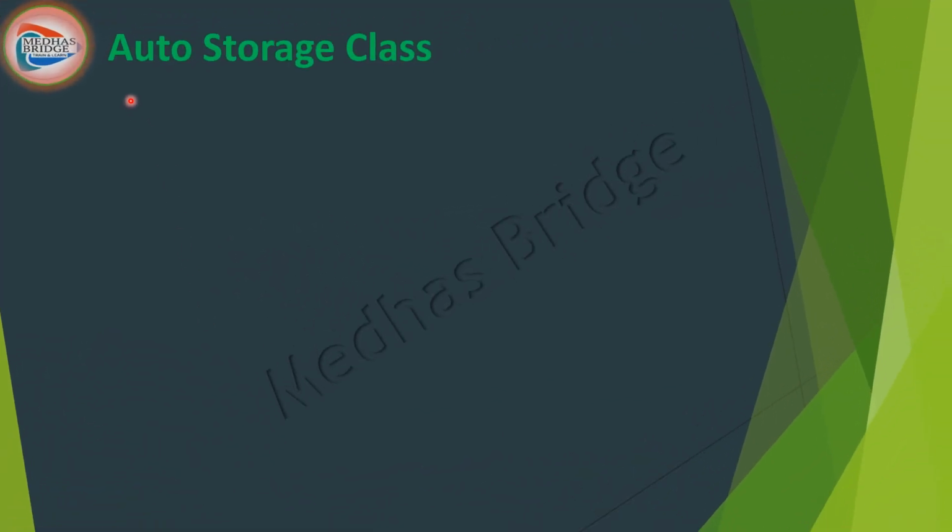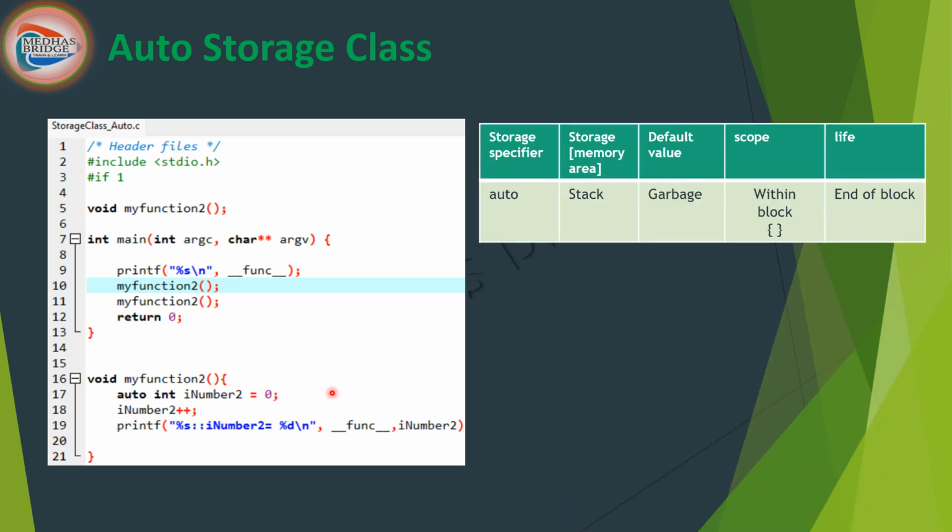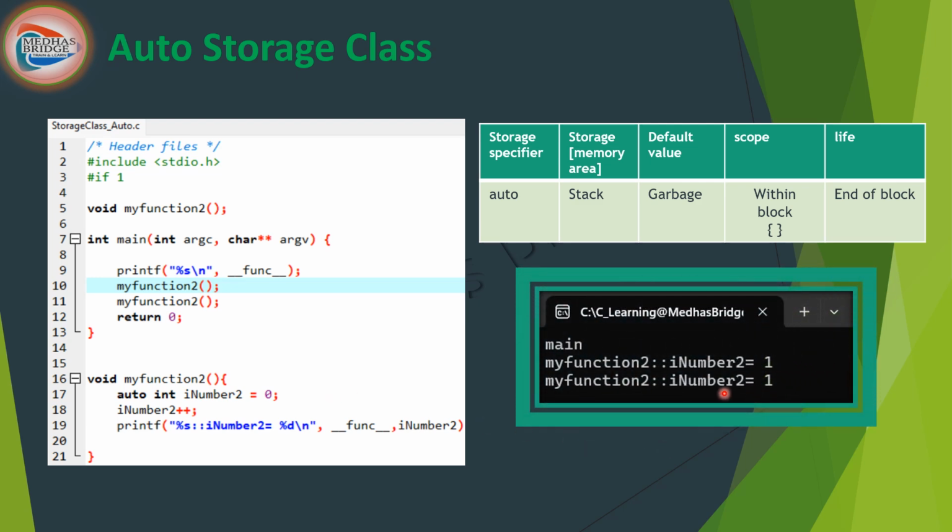Let's look now at the concept of auto storage class. I have the same example, but now I declared integer number as auto. By default, it is auto even if you don't define it. That way I could see that auto and local are both the same. If I compile this code, I get the same output which I have seen previously. The scope is also the same concept. The access specifier auto and local are both the same.